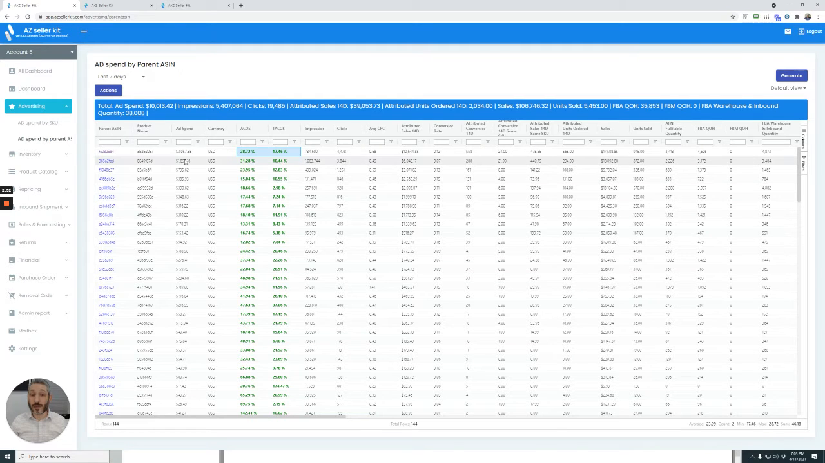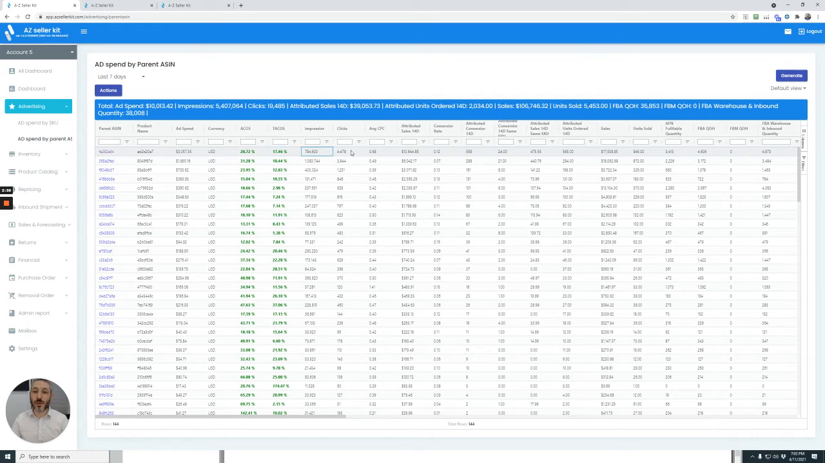And if you look at it, you'll see your total ad spend on that listing overall. You'll see what your ACoS is on the listing. You'll see what your TACoS is. That's your total advertising cost of sales. So that's going to be your ad spend divided by your total sales altogether overall, both organic and ads totaled up. That's what this TACoS percentage is.